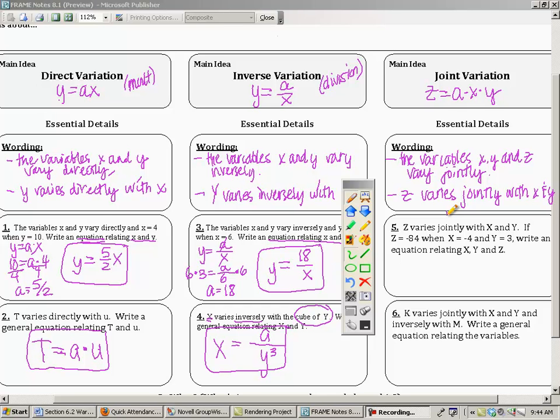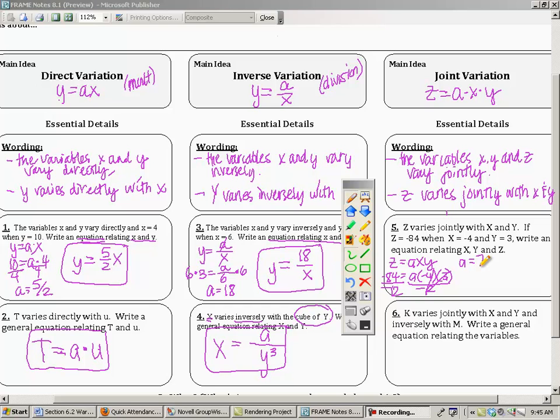So here we go. Z varies jointly with x and y. Number 5 says z equals a times x times y. If z is negative 84 when x is negative 4 and y is 3, write an equation. Well, negative 4 times 3 is negative 12. Because this is all multiplication, to get rid of it, we divide by negative 12. That cancels this stuff. So negative 84 divided by negative 12, I know then that a is 7.